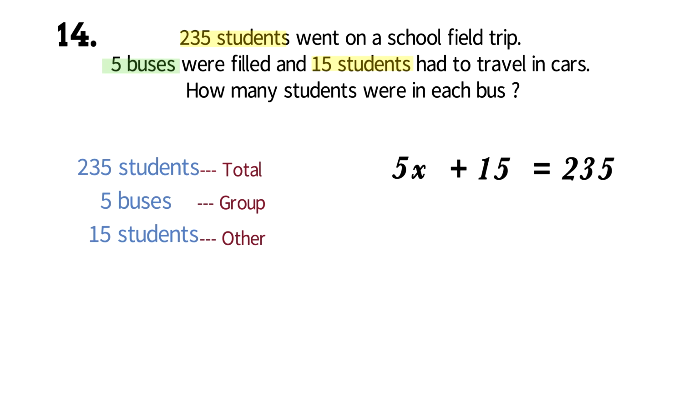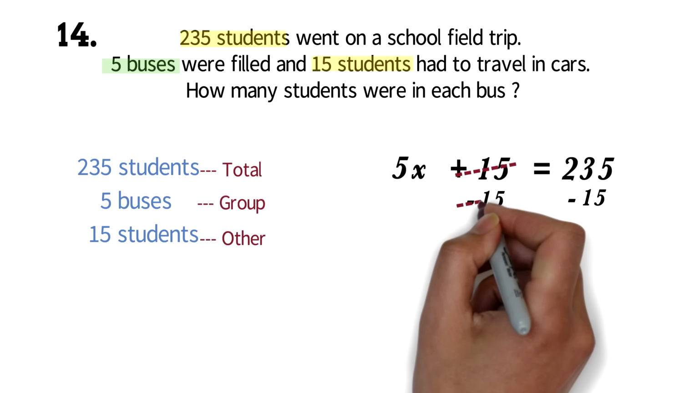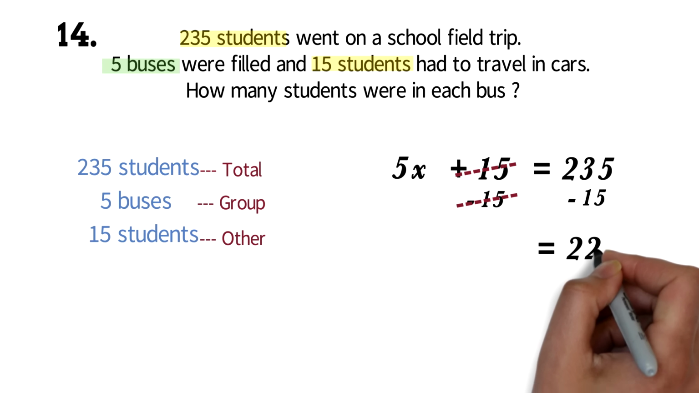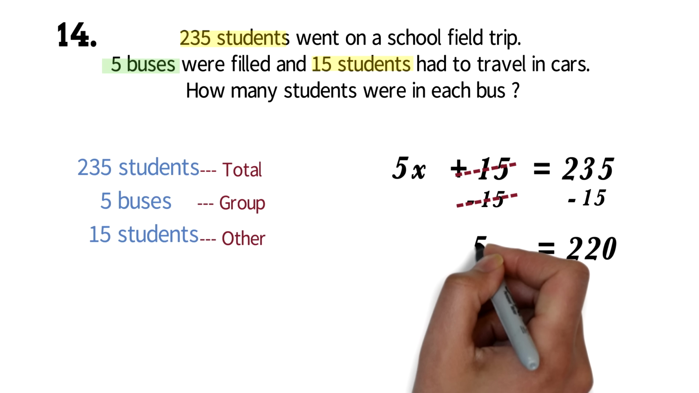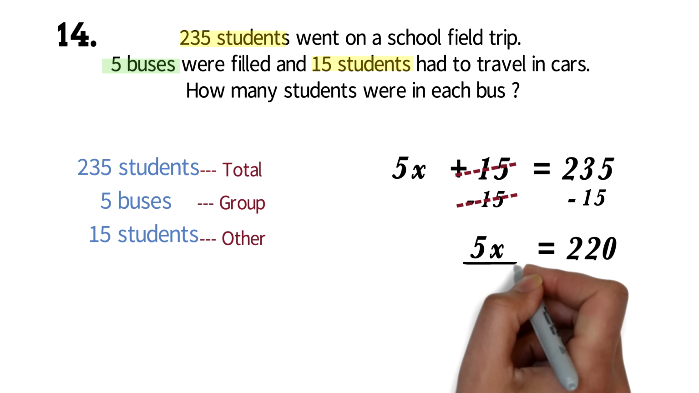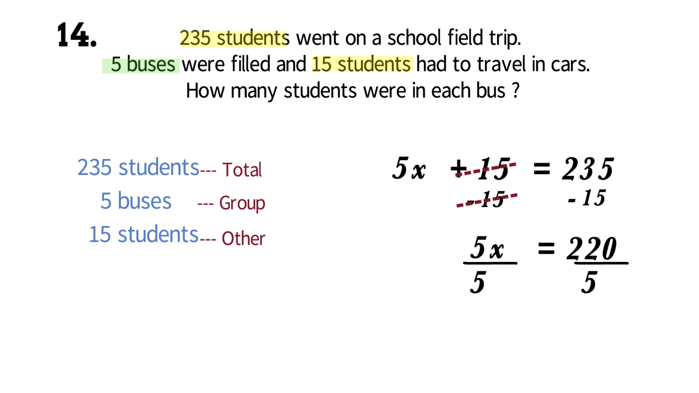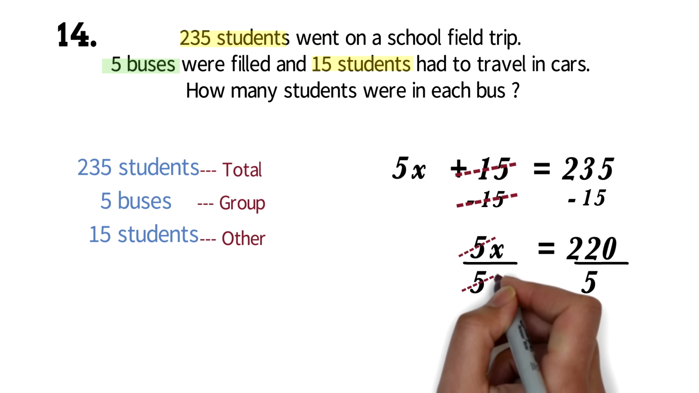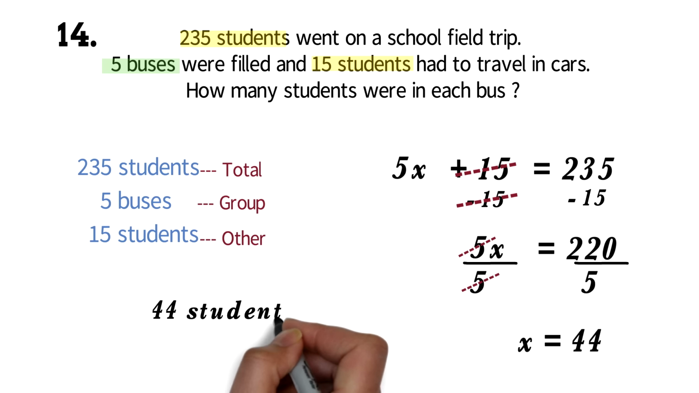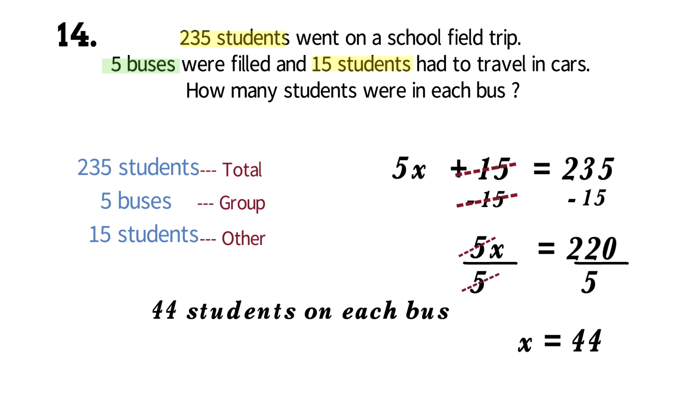Now, we can solve the two-step equation. Subtract 15 from both sides. The 15 will cancel out. 235 minus 15 is 220. We have 5x equals 220. We can now divide both sides by 5. The 5 will cancel out. 220 divided by 5 is 44. That means there are 44 students on each bus. I'm sure you get the point here.